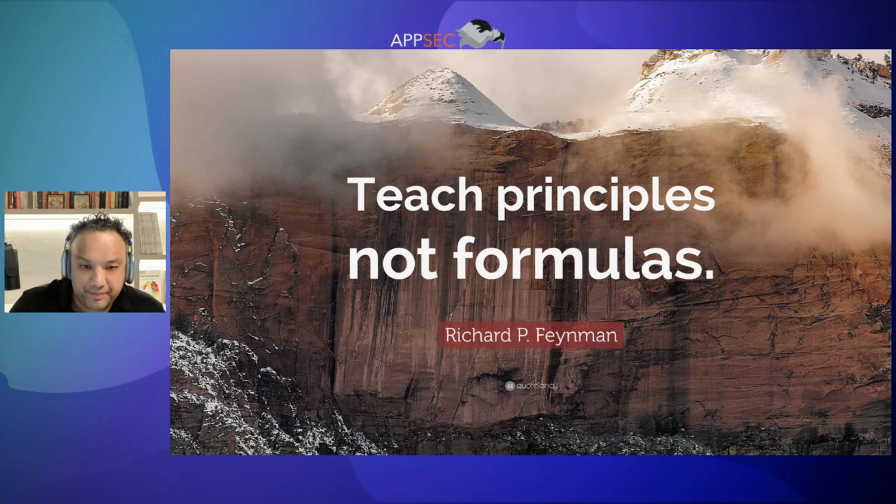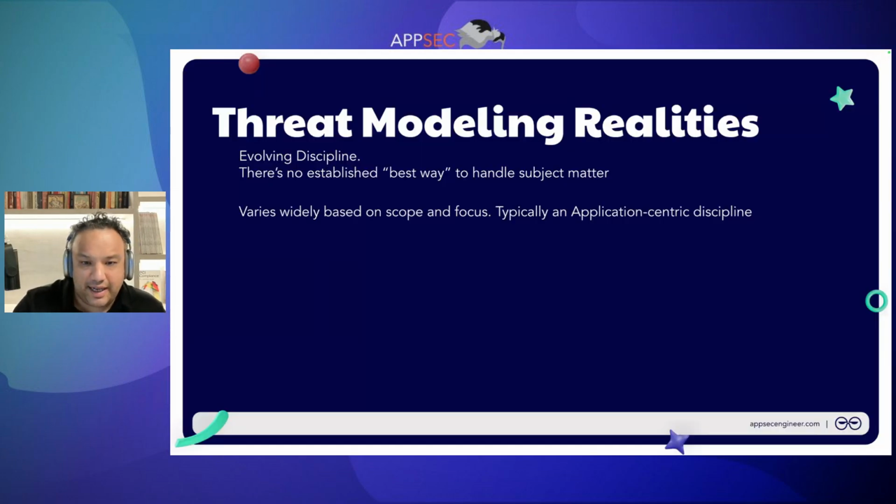Especially as to how you can do things when it comes to threat modeling, right? So, like I said, it's an evolving discipline. You can ask multiple people and you will get different responses, and it varies widely based on scope and focus. Now, most of the time, I'm not saying all the time, most of the time we are threat modeling applications. Now, what is an application? An application could be a single, like monolithic type of application.